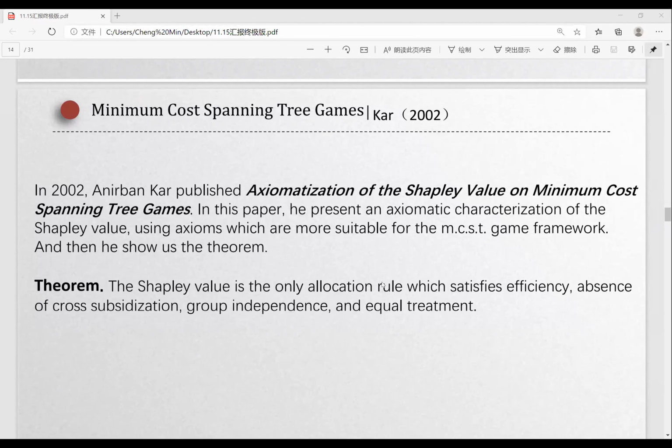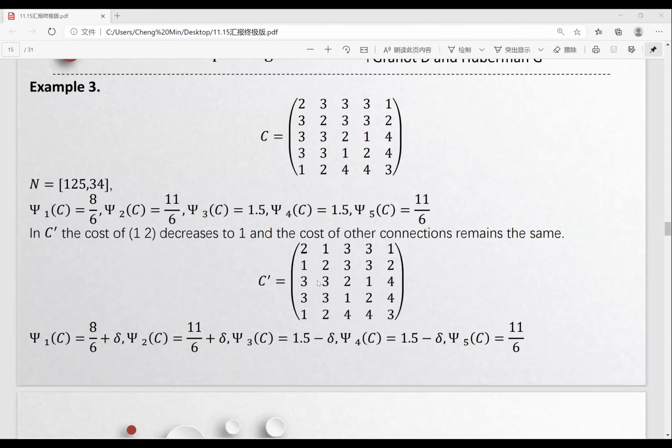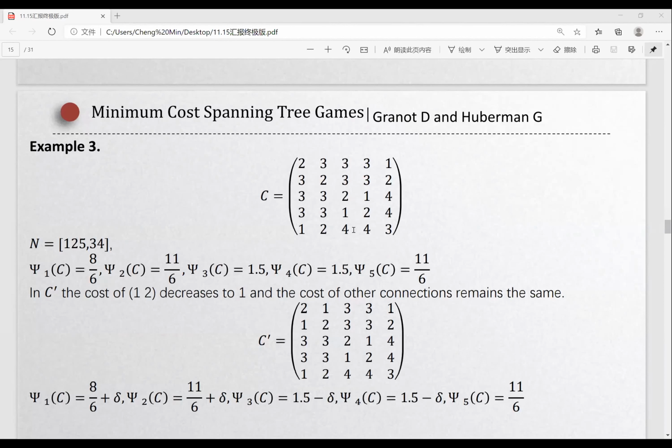And Kar gave an axiomatic characterization of the Shapley value, which is more suitable for the minimal cost spanning tree game. He gave the important theorem as follows. Now look at this example. Corresponding to C, the set of agents is partitioned as N equals {1, 2, 5} and {3, 4}. The edge 1, 2 is not relevant. Therefore, the allocation per se coincides with the Shapley value phi.